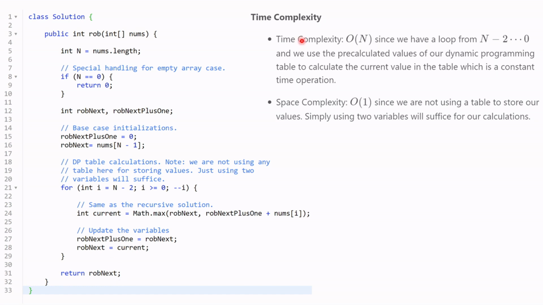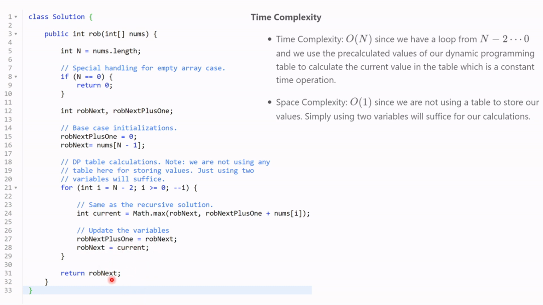And that's why the time complexity remains the same, but the space complexity is what? We are not using a table to store values. Actually we are using two variables to swap, which suffice for the calculation, and that's why we are getting the improved space. All you have to do is take two variables and initialize them to 0 and nums[n minus 1]. But when we are getting the current value, we have to take care of rob next and store the previous one in rob next plus 1, because we are using this variable here. Rob next should hold the previous current, and whichever is the maximum of the previous values is chosen as current, and that we need to update each time.